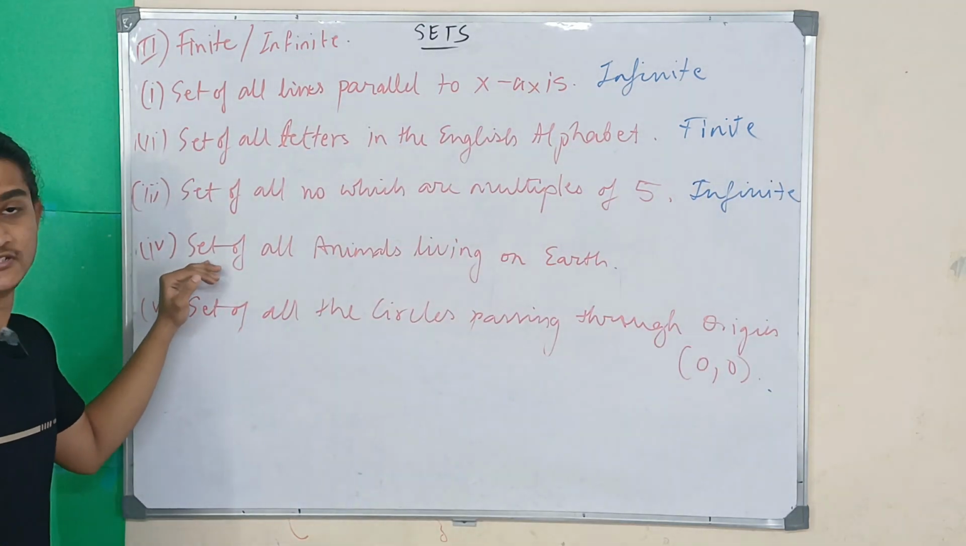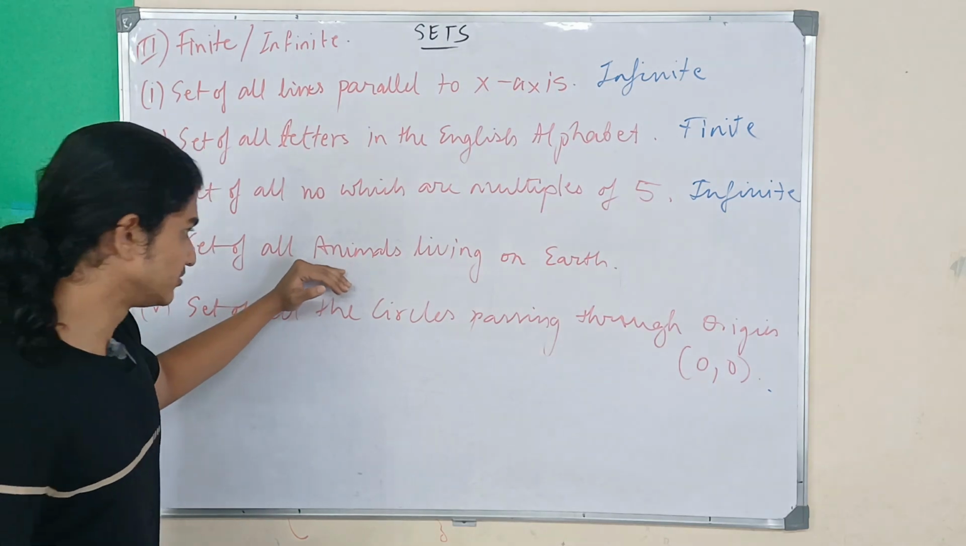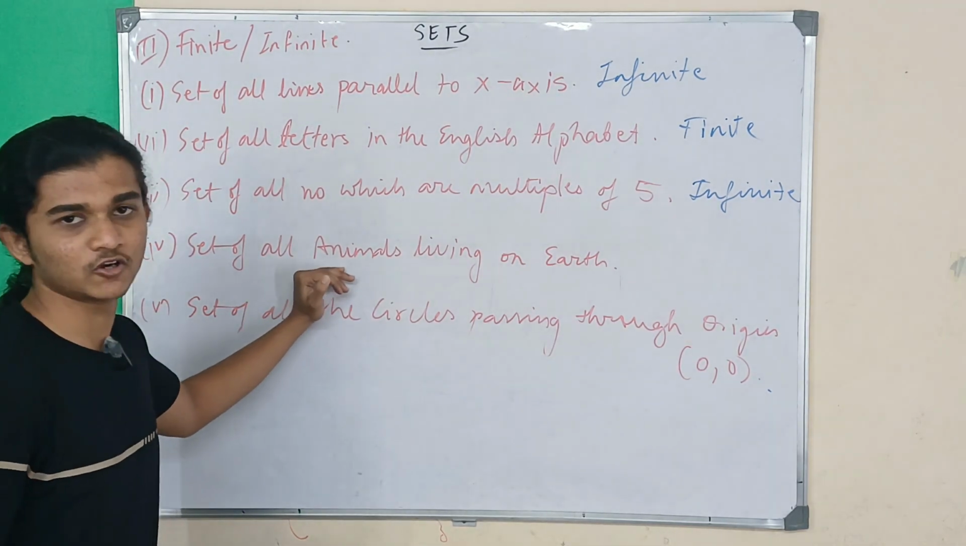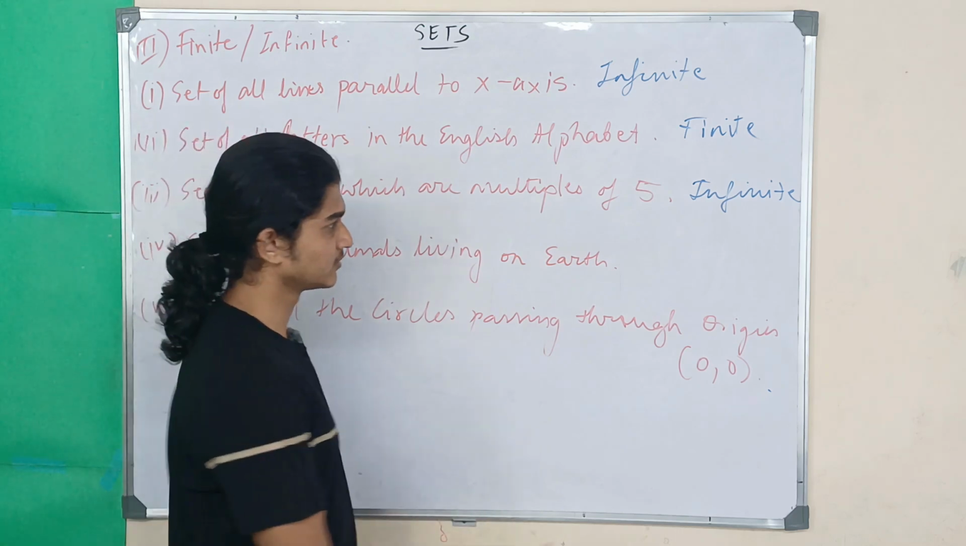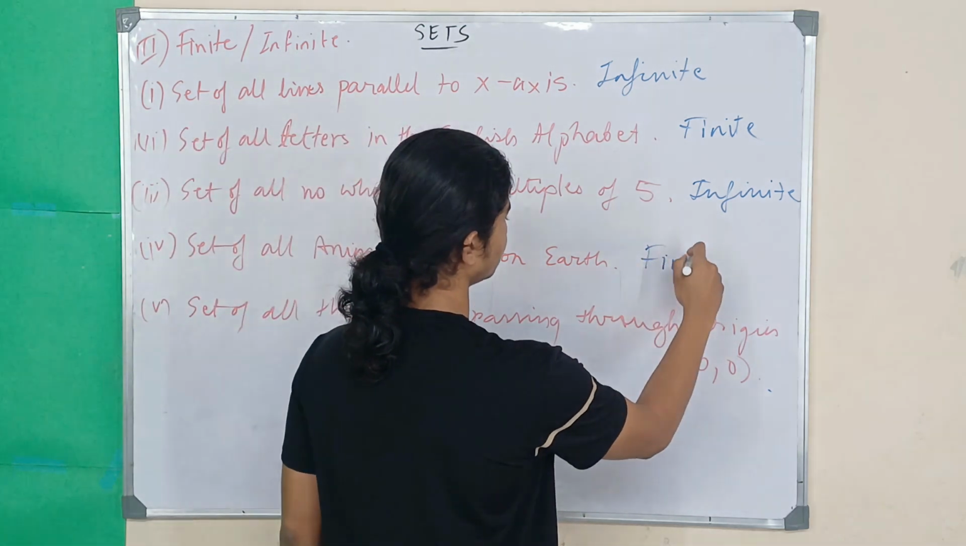And the next one is the set of all animals living on Earth. It's obvious there is a finite number of animals on the Earth presently. So I can write this as a finite set.